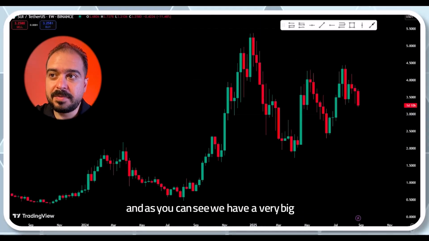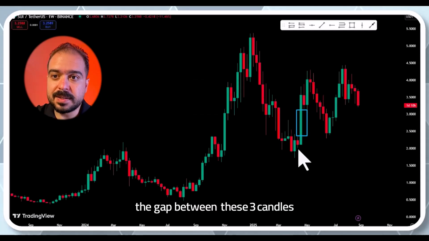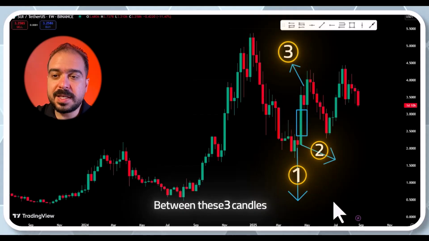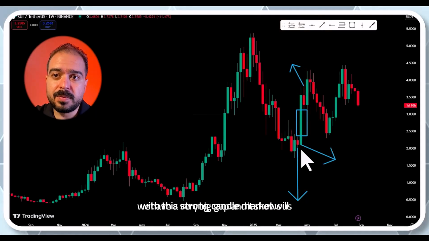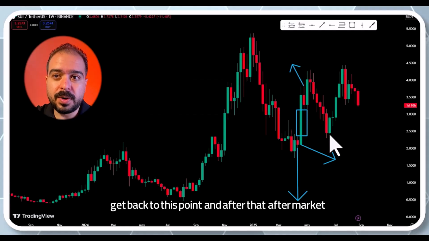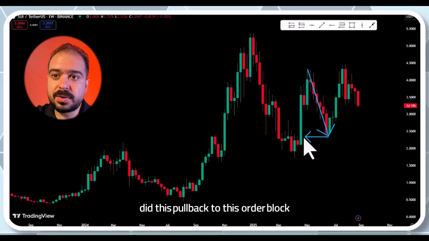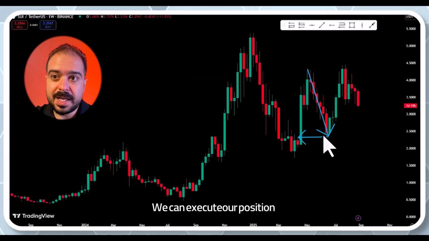As you can see, we have a very big imbalance with a very strong candle here. What's an imbalance? The gap between these three candles, 1, 2, 3. Between these three candles we have a very big gap, and with this strong candle it shows us the market will get back to this point. And after the market did this pullback to this order block, the last opposite color candle, we can execute our position here.